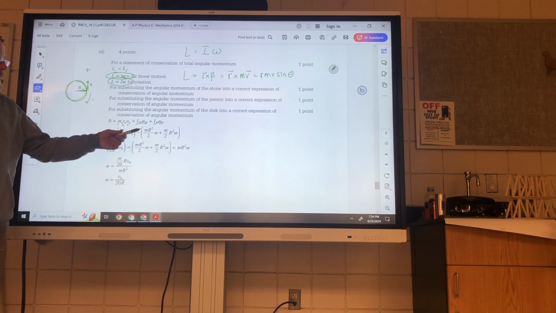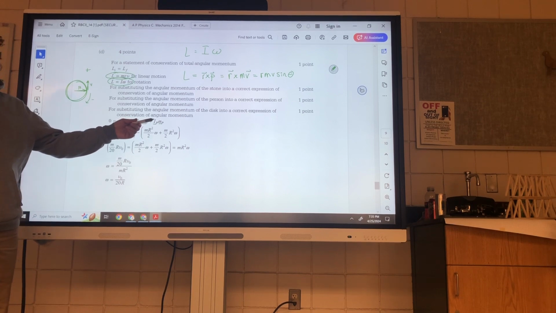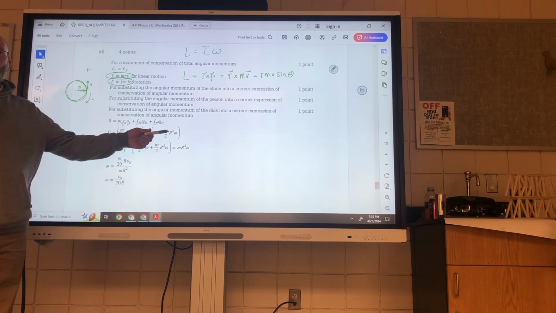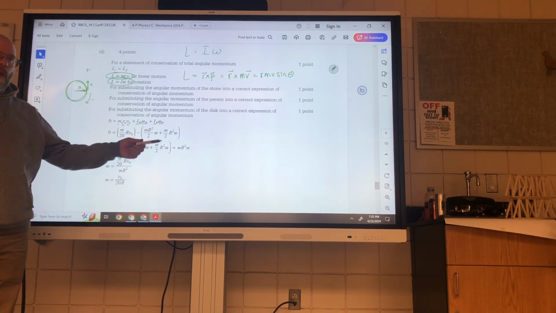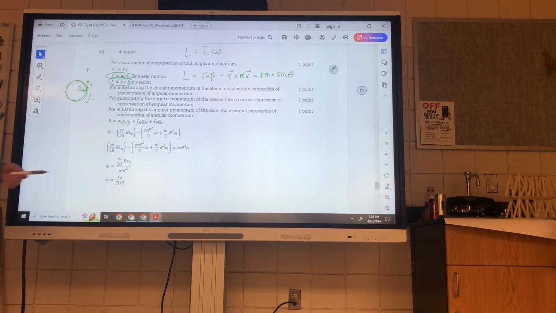So for the disk, what is the rotational inertia of the disk? It's m r squared over 2 times its omega, which is omega. And for the guy, if we're using the person as a point particle, the rotational inertia is m r squared. But what is the mass of the person? M over 2. So that's how they got that there. The idea of this problem is to realize that it's, again, another momentum question.